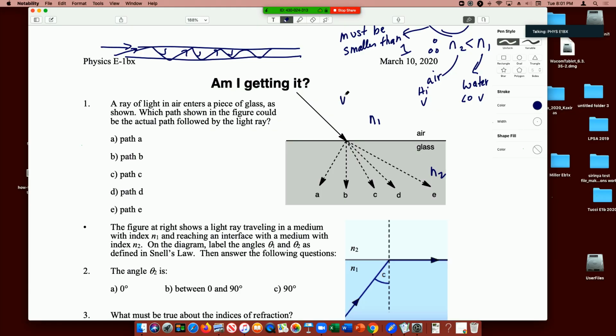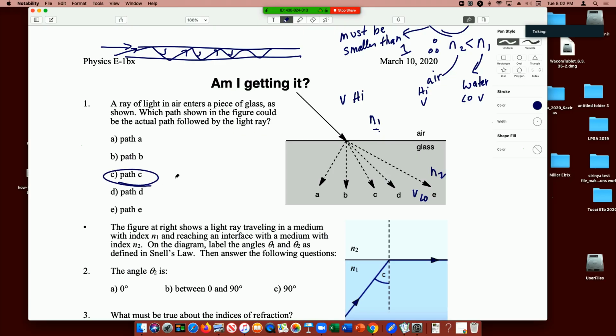Higher. Okay, so velocity here is high. Velocity here is low. And N1 is lower than N2, right? So N2 would be like 1.5 in index, and N1 would be 1. Okay, so which of those rays, A, B, C, D, or E, makes sense? I'm going from a low index to a high index. So which way is the ray going to bend? Towards the normal or away from the normal? Towards the normal, right?